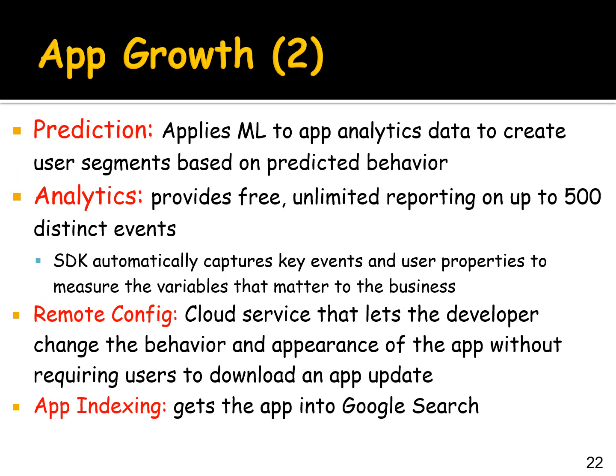Next is prediction. Prediction applies machine learning algorithms to app analytics data to create user segments based on predicted behavior. It helps the developer personalize the app experience to improve user retention using Google machine learning algorithms.